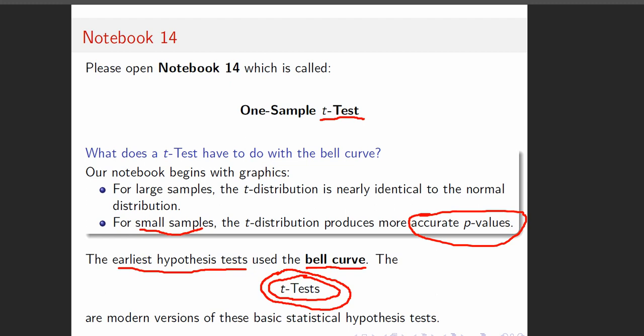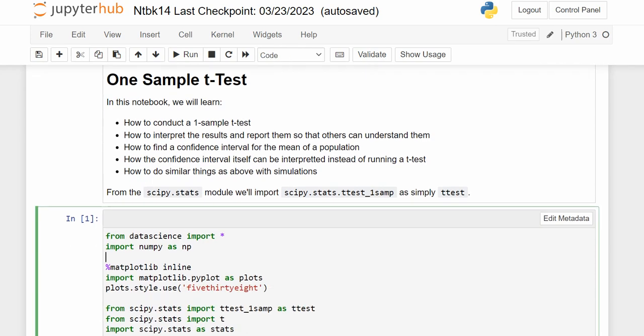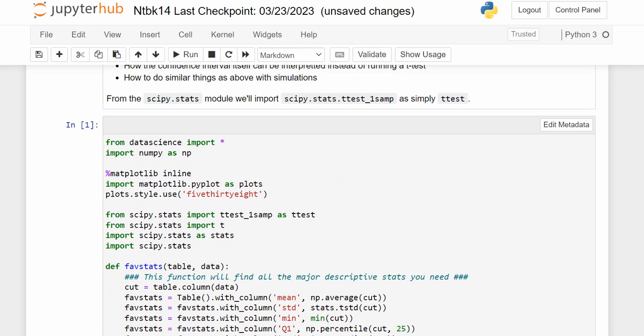these hypothesis tests that we used to use the normal distribution for. So we have some graphics that show the t-distribution is nearly identical to the normal distribution, and let's take a look at that. Okay, so here I am inside Notebook 14. Hopefully you've got this open, and I'm going to run the initial code block. And yes, it's run, and we're open and running.